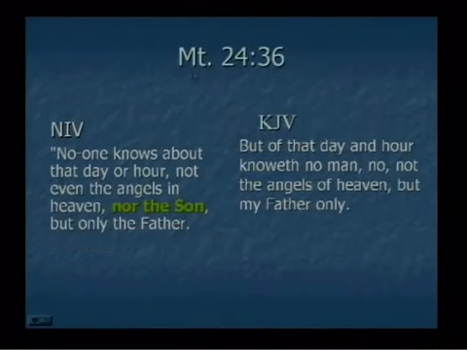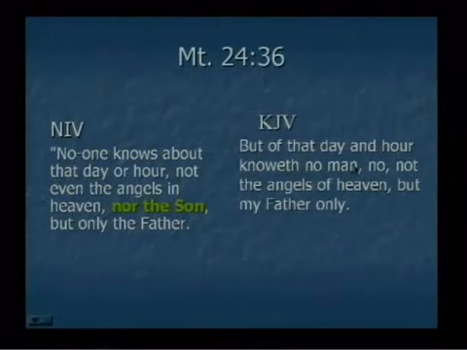Notice what the NIV does in Matthew 24:36. "No one knows about that day," that we just read about, "or hour, not even the angels in heaven, nor the Son, but only the Father." Have you read that text? "Nor the Son"? What does the King James Version say? "But of that day and hour knoweth no man, no, not the angels of heaven, but my Father only." Where is the "nor the Son" bit?